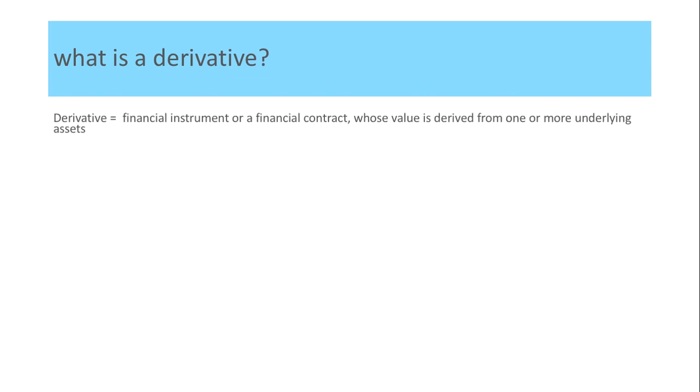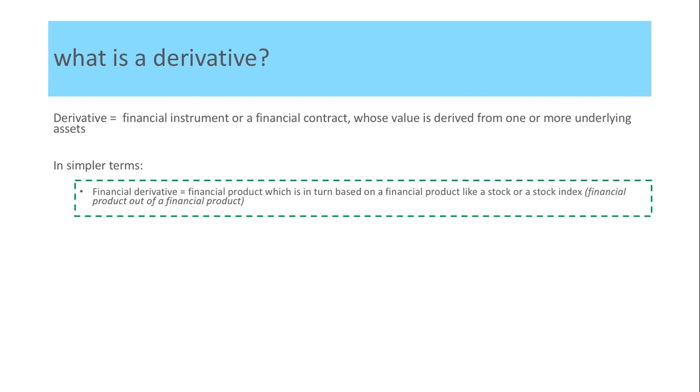A financial derivative is an instrument which is based on an underlying financial asset. In even simpler terms, think of a financial derivative as a financial product based on a financial product like a stock or an index. Another analogy can be an index ETF, which is a fund based on a market index.